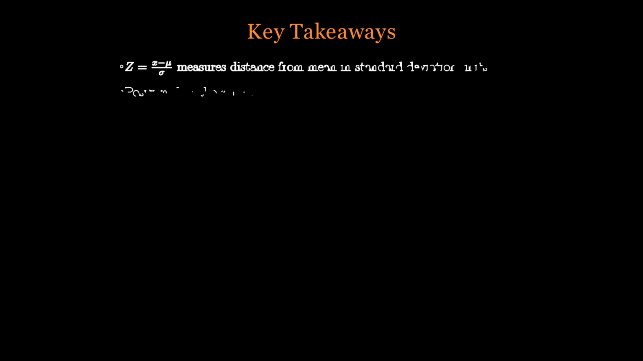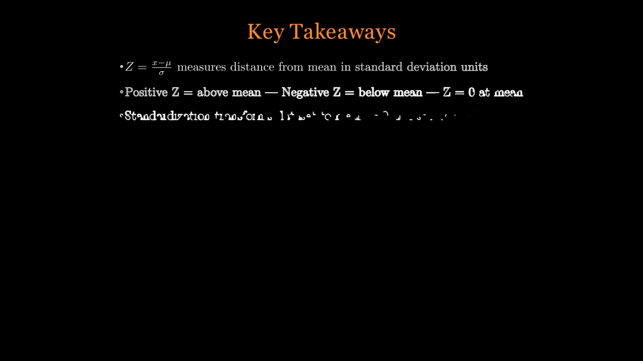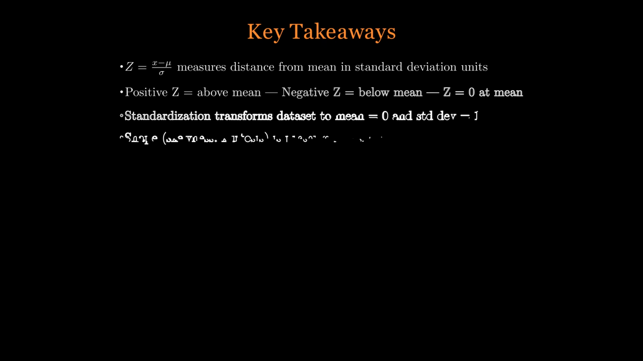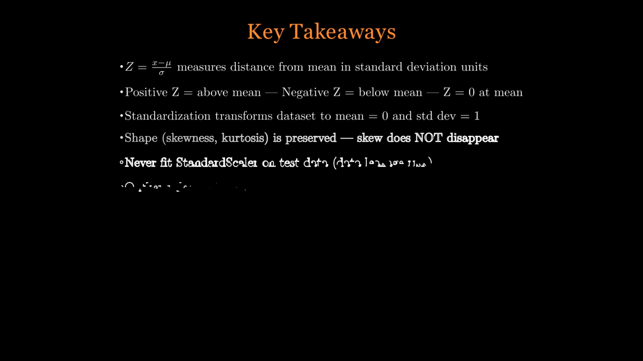10 Essential Takeaways from Day 10. The z-score formula converts any value into standard deviation units. Positive z is above the mean. Negative z is below. And 0 lies exactly at the mean. Standardization applies this transformation to the entire dataset, producing mean 0 and unit variance. Importantly, the shape of the distribution is preserved. Right skew stays right skew. Left skew stays left skew.